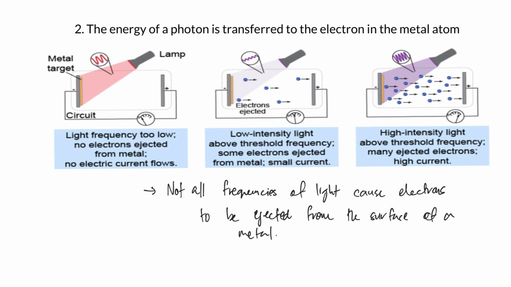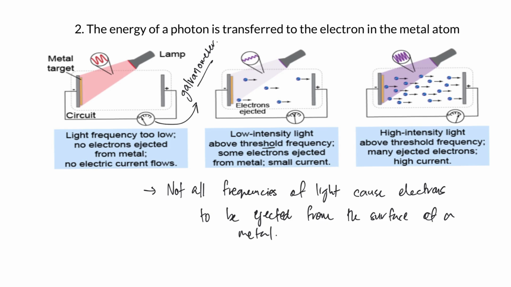So if I look at these diagrams above, if I'm using red light, for example, and I shine the red light onto a metal surface, it has a very low frequency. So you may get no electrons ejected from the metal. So I'm not going to get any electric current. What I've got here is a galvanometer. And a galvanometer is there to indicate whether there is current flowing or no current flowing. If I use low intensity light, then we're going to look at something called the threshold frequency. We'll get to that now.